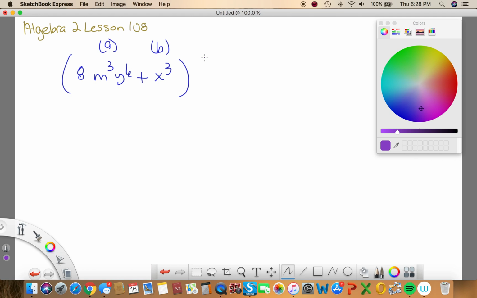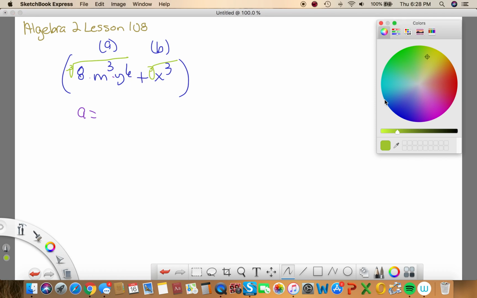No, there's not. So now I need to say, is this a perfect cube? Well, I know x cubed is perfect, so I know b is a perfect cube. Is this one? So I look at all the factors. 8 is a perfect cube, m cubed is a perfect cube, and y to the 6. So now I'm going to find what a is. I'm going to take the cube root of this and the cube root of that to find a and b.